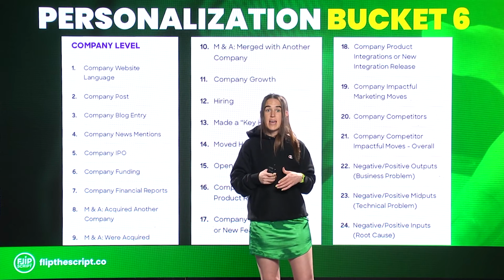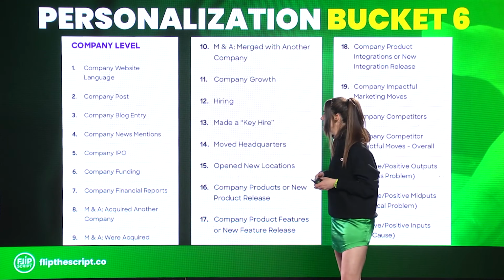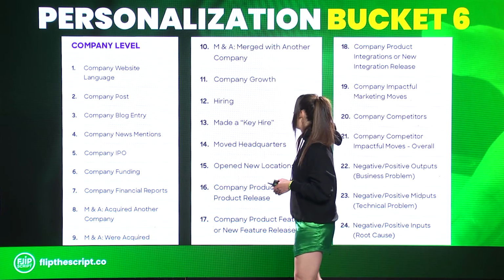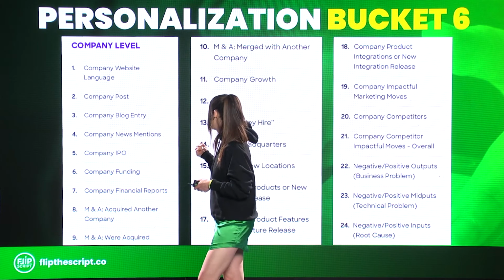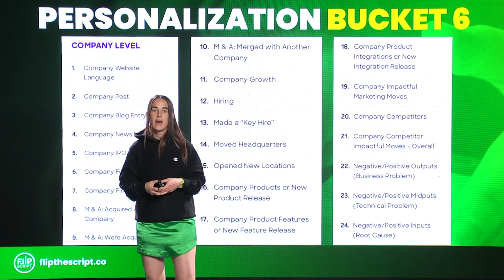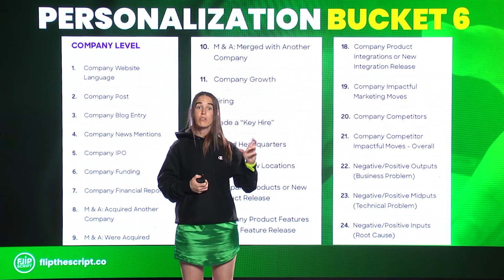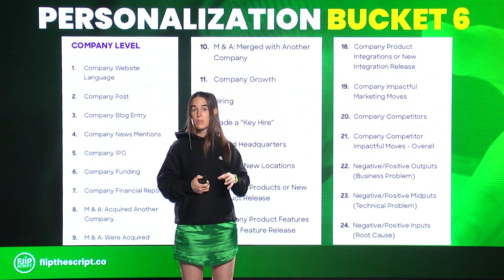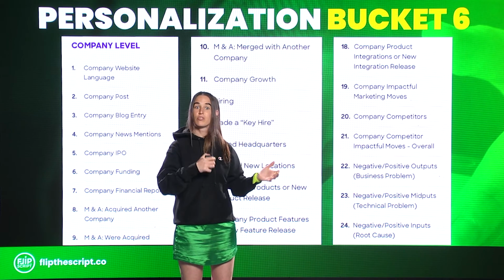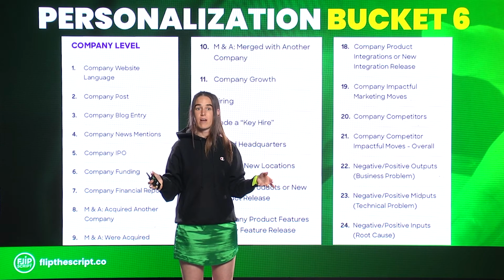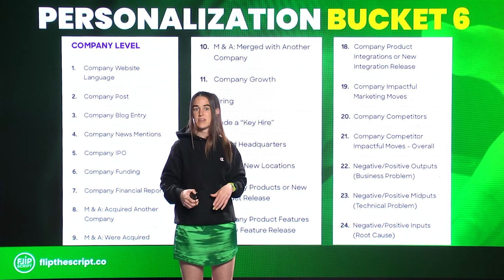So company level is anything about that company in specific. So website language, posts, blog entries, news mentions, the dollar amount of their funding, if they acquire another company, hiring, made a key hire, etc. But the key here is you have to be specific. You can't say, I noticed you were hiring. Within personalization, you have to say, I noticed that you just grew 17% and have 3 hiring recs open for a VP of sales and sales enablement.